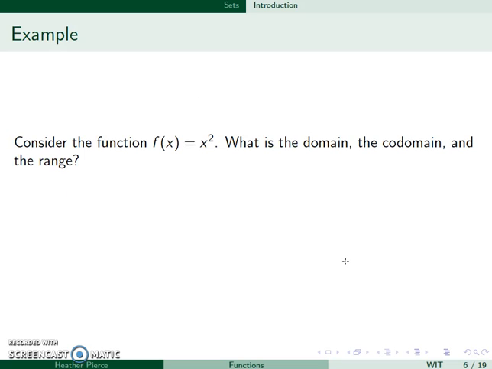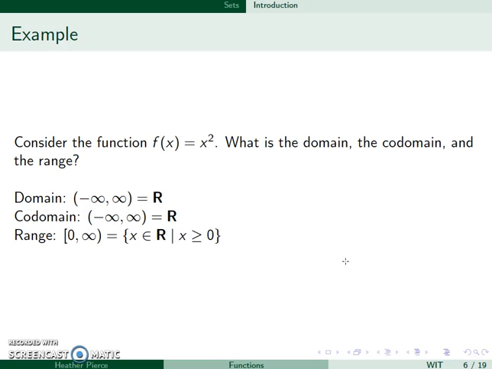So let's consider the function f(x) = x squared. In this case, our domain is all of the real numbers, everything from negative infinity to infinity. The codomain is also negative infinity to infinity. However, our range is the numbers 0 to infinity, since there's actually no value of x that would give a result of -1.